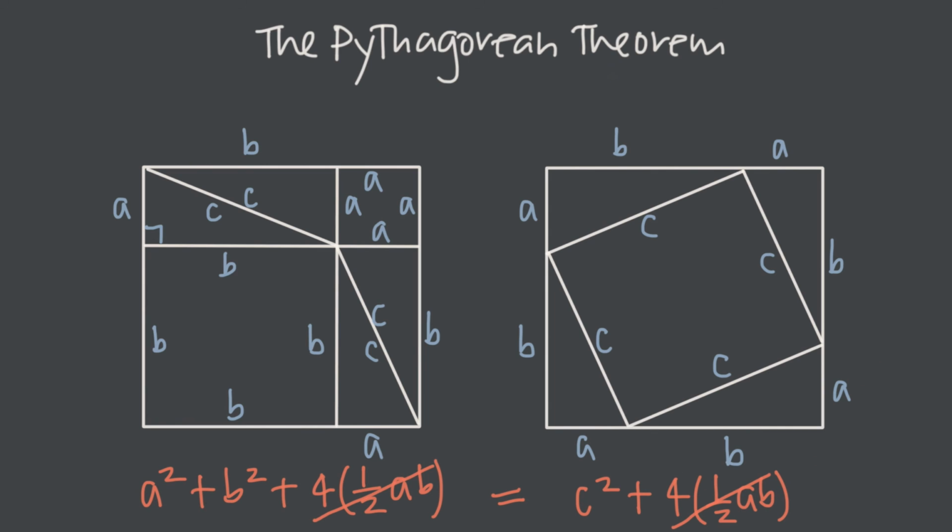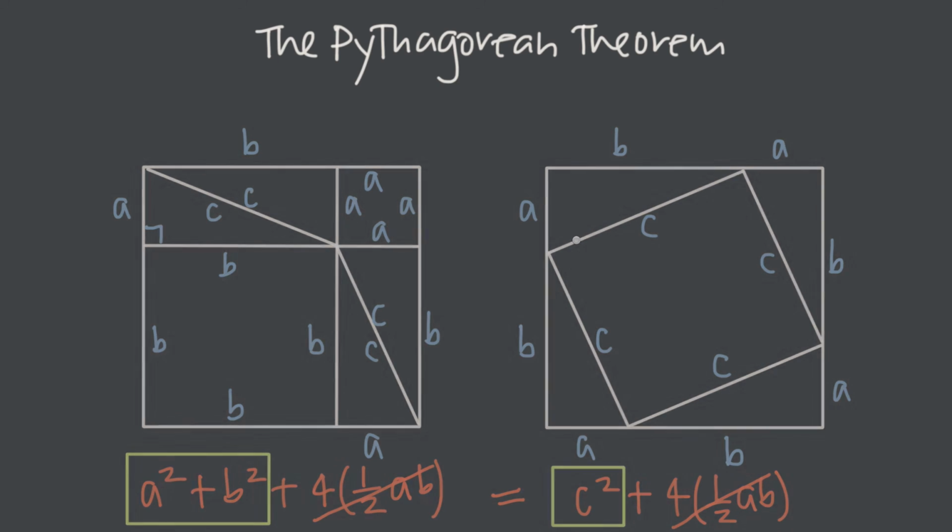And then all I'm left with on the left side is A squared plus B squared, and all I'm left with on the right side is C squared. So I know by this proof that A squared plus B squared must be equal to C squared, and that's how Pythagoras himself proved that the Pythagorean theorem was true for right triangles.